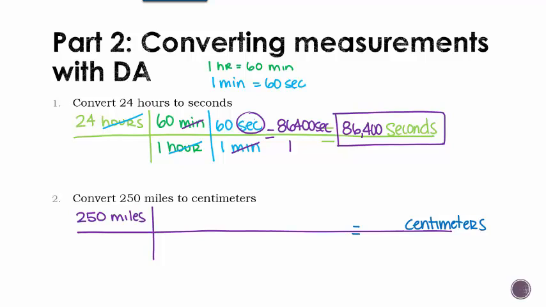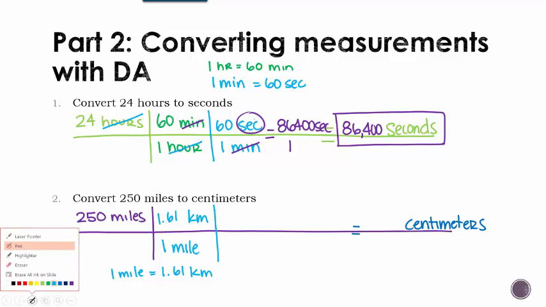So some outside information that we need to know is that 1 mile is the same thing as 1.61 kilometers. So we're going to use this as our next conversion factor. And remember, we want miles to go away. We eventually want centimeters. So I'm going to put the 1 mile down at the bottom, and that's 1.61 kilometers.